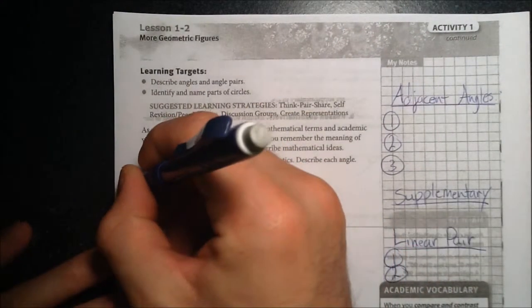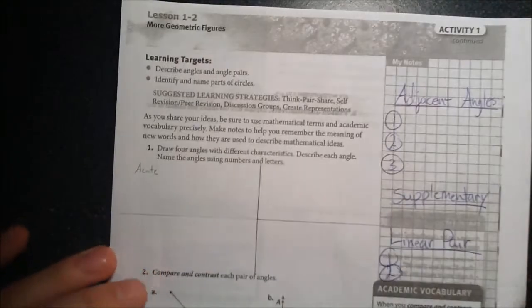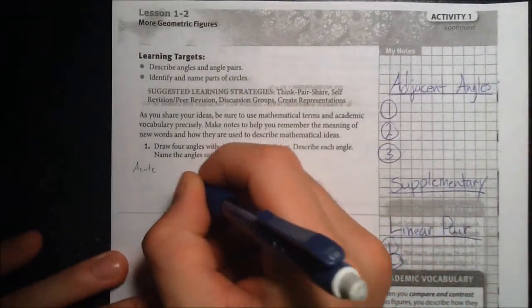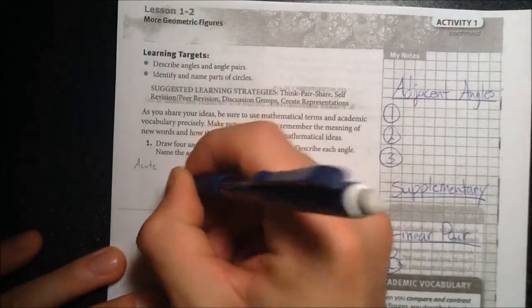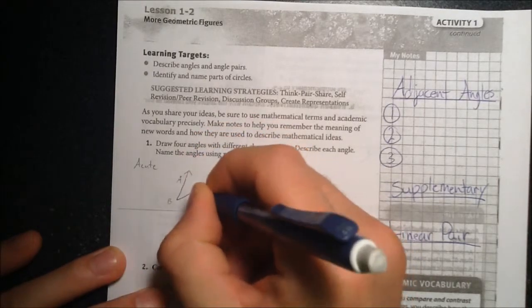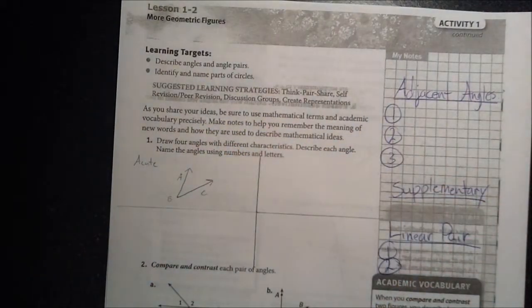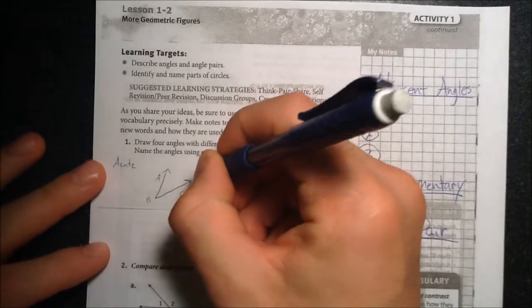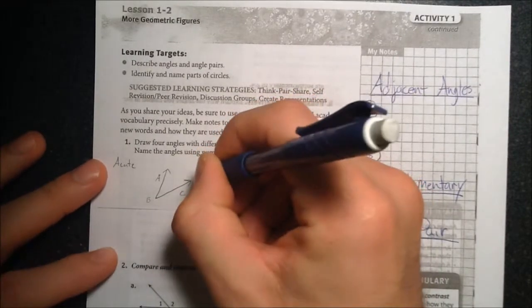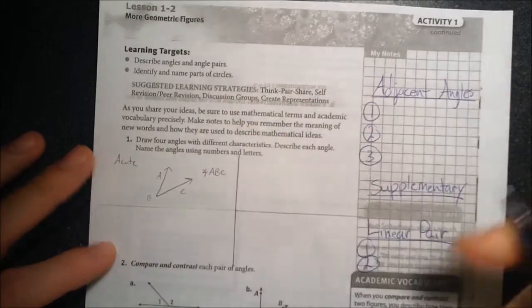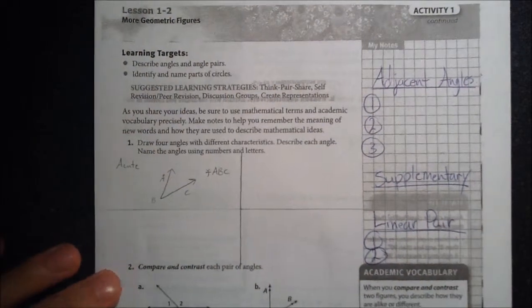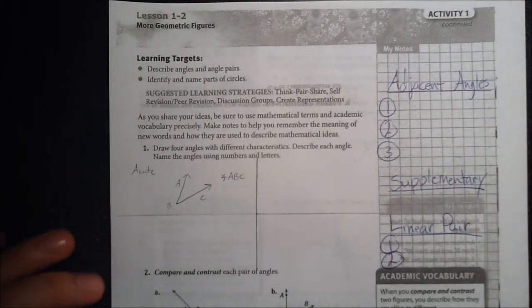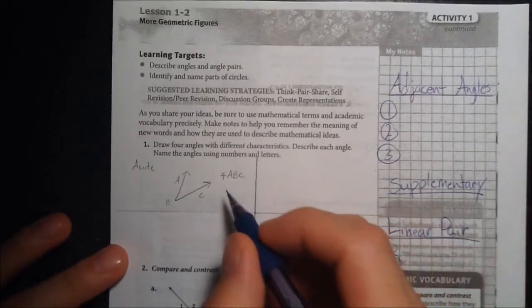The first one we're going to talk about is an acute angle. So I'm going to go ahead and make a quick sketch of one, an angle that's obviously acute. So here I have an acute angle, angle ABC. When I name this, I could name it angle ABC, I could call it angle CBA or just angle B, but I'm going to refer to it as angle ABC.